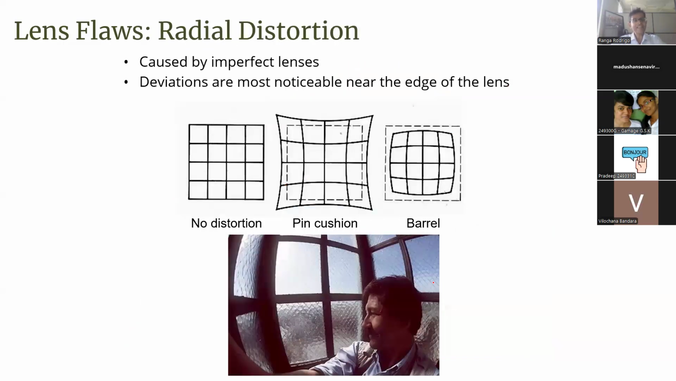Then this is called radial distortion. So if you take a picture of a grid like this, if you don't see distortions, then you will see straight lines. But pincushion distortion, it's like a pincushion, right? You have 4 pins here, like a pincushion. And this one is barrel distortion. This is barrel distortion, right?